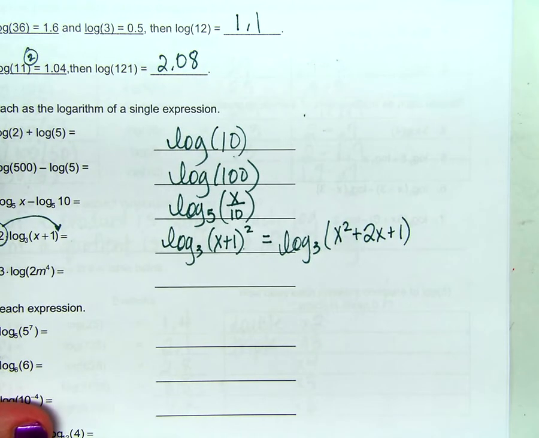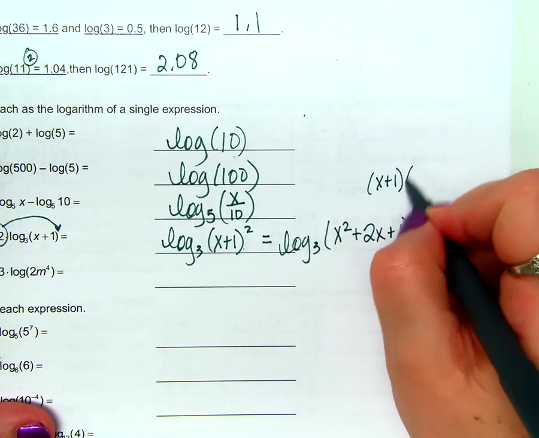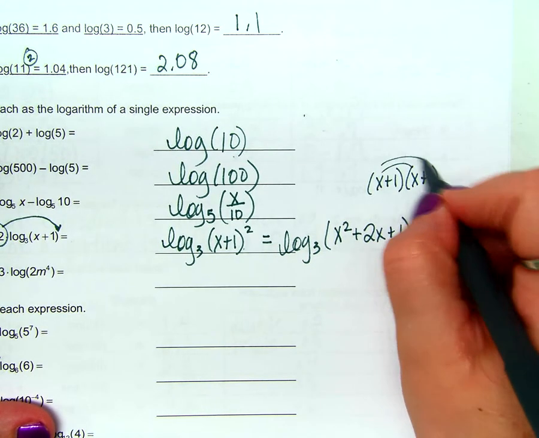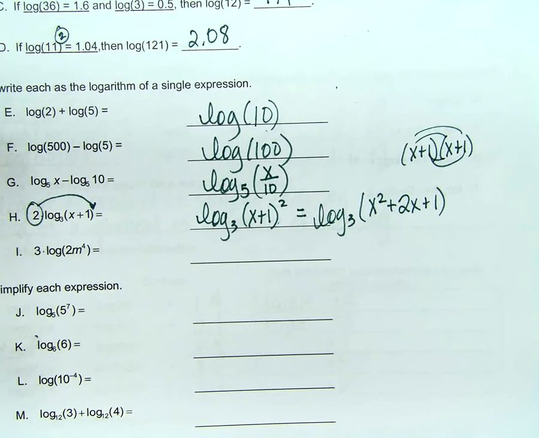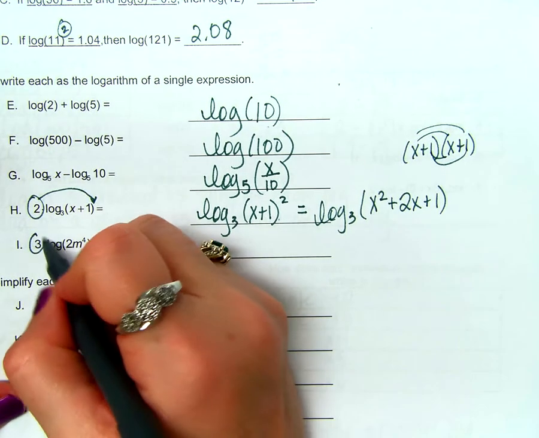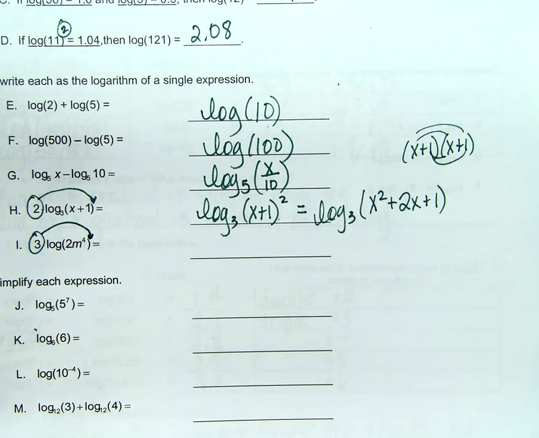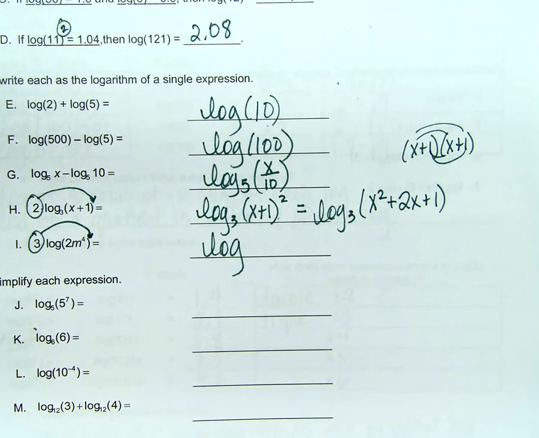Where in the world did that come from? x plus 1 times x plus 1. Distribute, distribute, distribute, distribute. Okay? So what about I? The 3 becomes an exponent. Don't be tricked. Remember, I ask you not to be tricked. I think 4 times now.